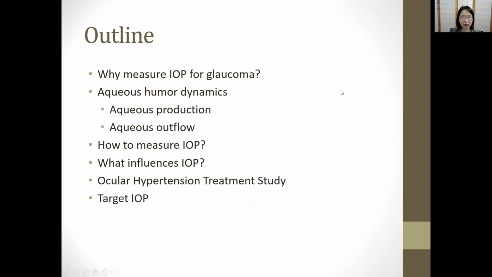Here's an outline of the talk. We're going to start with why we measure IOP for glaucoma. Then I'm going to cover aqueous humor dynamics, including aqueous production and aqueous outflow. We will discuss how to measure IOP and what influences IOP. I will discuss briefly the Ocular Hypertension Treatment Study and end the session with target IOP.